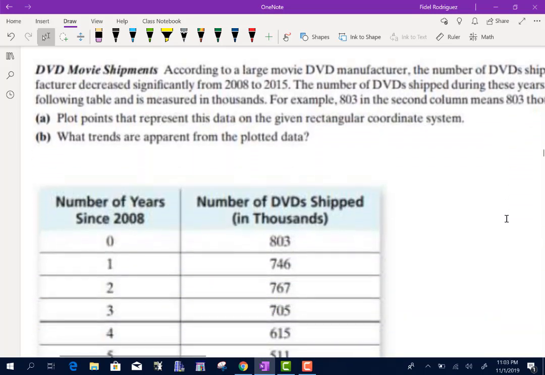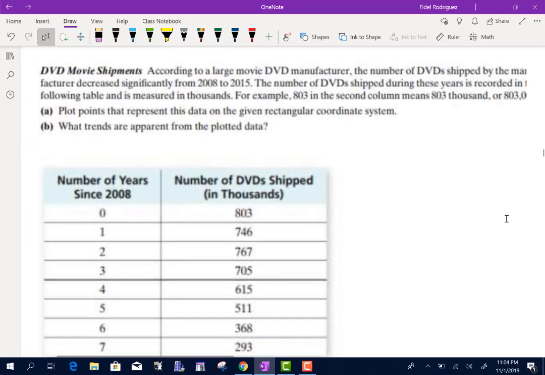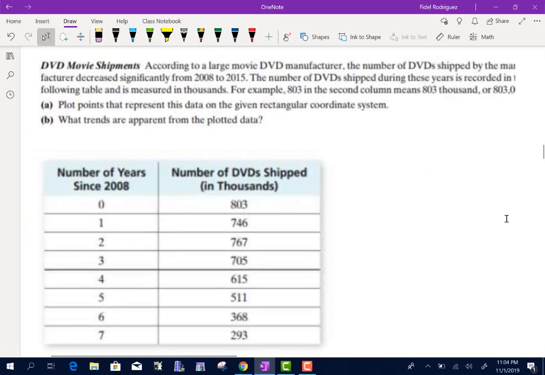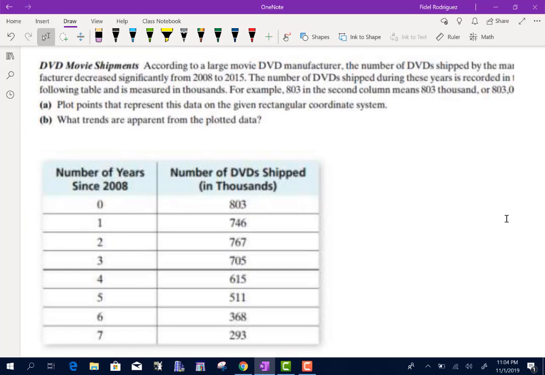Okay. So let me kind of zoom out a little bit so I can read the whole thing. All right, it says DVD movie shipments. According to a large movie DVD manufacturer, the number of DVDs shipped by the manufacturers decreased significantly from 2008 to 2015. The number of DVDs shipped during these years is recorded in the following table and measured in thousands. For example, 803 in the second column means 803,000, okay? Let's see, plot the points that represent this data on the given rectangular coordinate system, and what trends are apparent for the plotted data.